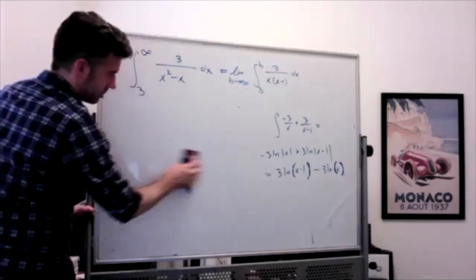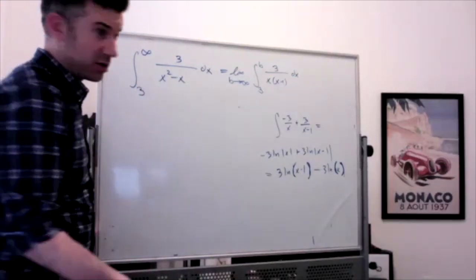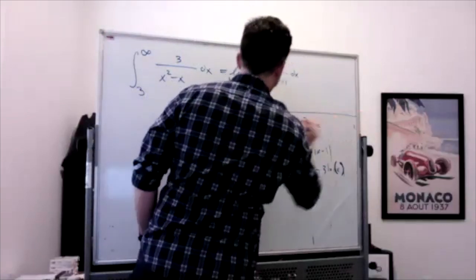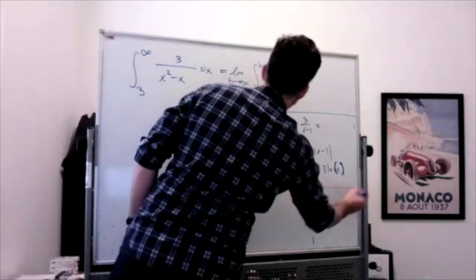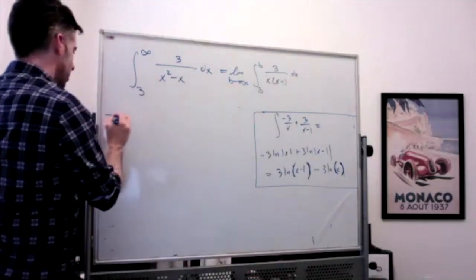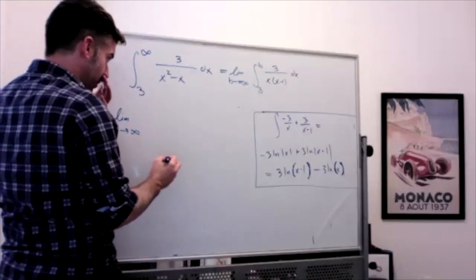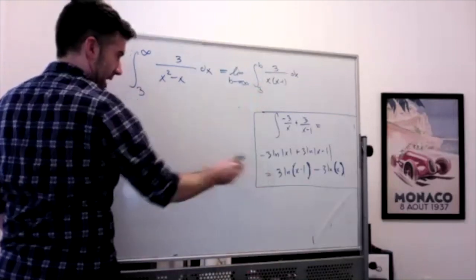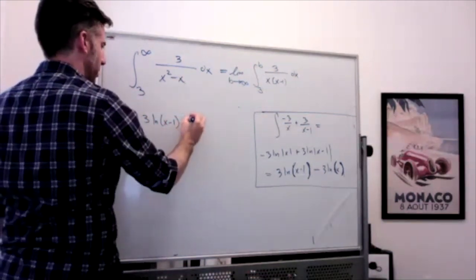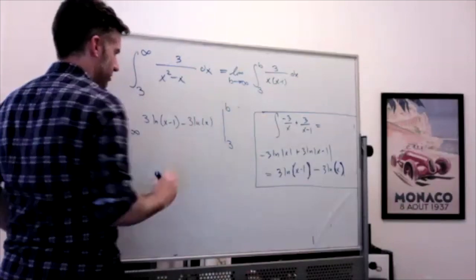All right. Again, remember, we said our intuition was that this thing converged. We're not wrong. This thing does converge. But this one's a little bit tricky. So this is going to become the limit as b goes to infinity of the integral of this, which is that, 3 natural log of x minus 1 minus 3 natural log of x from 3 to b.